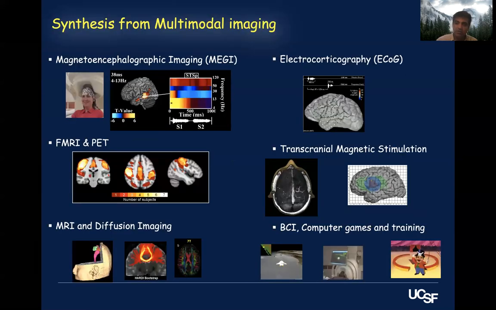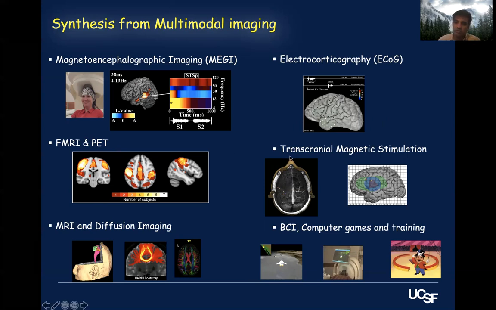So what we do in the lab is use different modalities of brain imaging. One of the modalities that we use is called magnetoencephalographic imaging, which is basically recording magnetic fields generated by the human brain. We also do some invasive work like electrocorticography, where we have collaborators who are neurosurgeons who can place electrodes on the brain, and we can do direct brain recordings. We are also involved in functional magnetic resonance imaging and PET imaging with collaborators.